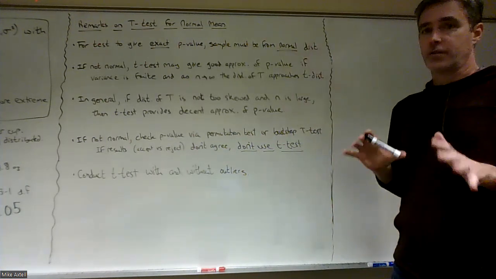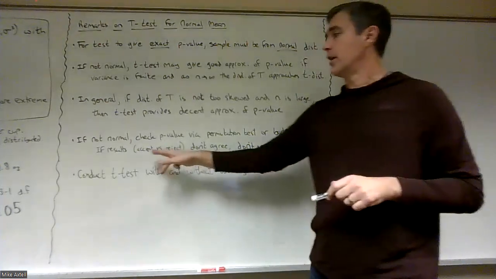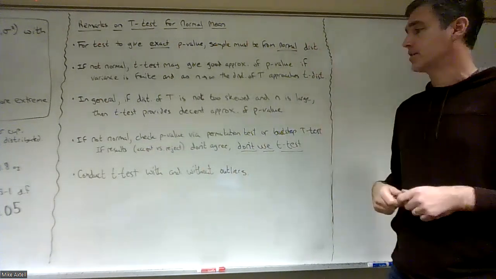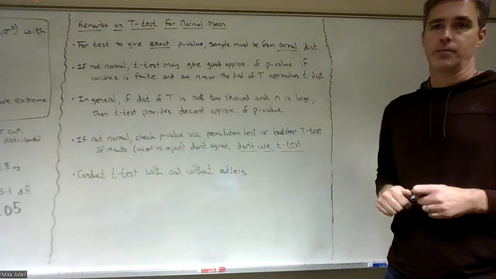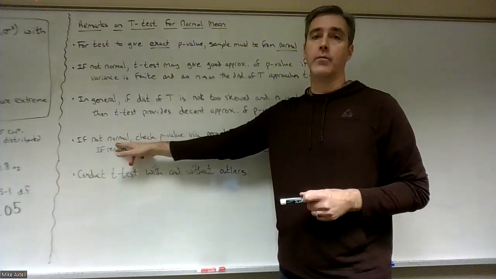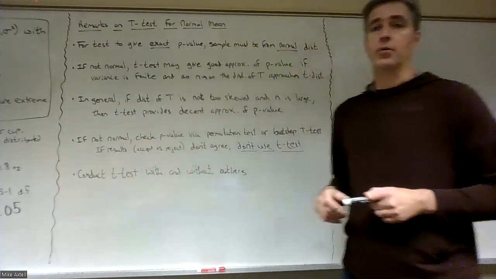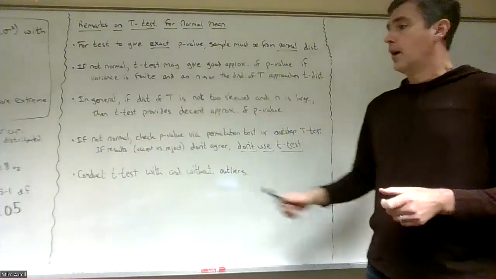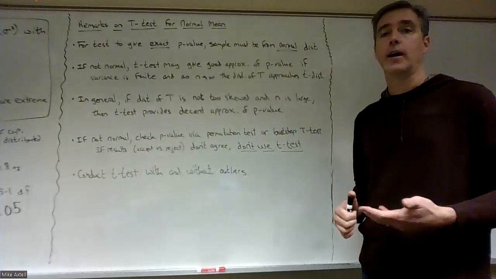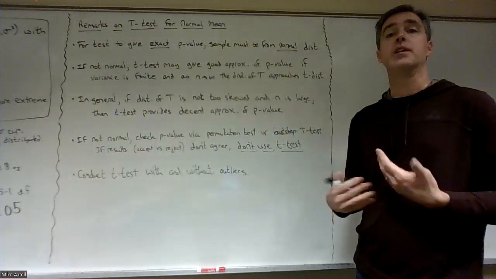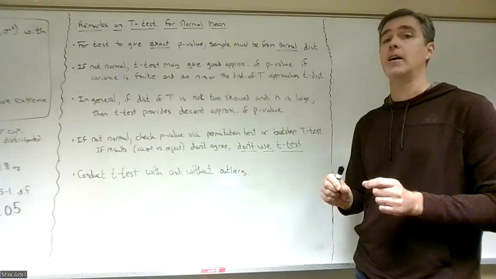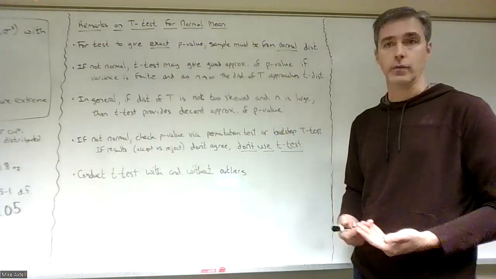If your results vary, and by the result, I mean whether or not you accept or reject the null hypothesis, if that varies based on these two tests, don't use the t-test, okay? Because clearly you were too far away from being normal or symmetric for the t-test to work well, right? And then also it's a good idea to conduct these t-tests with your outliers and without your outliers to see if that makes a difference. And if it does, then maybe you kick out your outliers, but you tell your audience that you have removed the outliers.